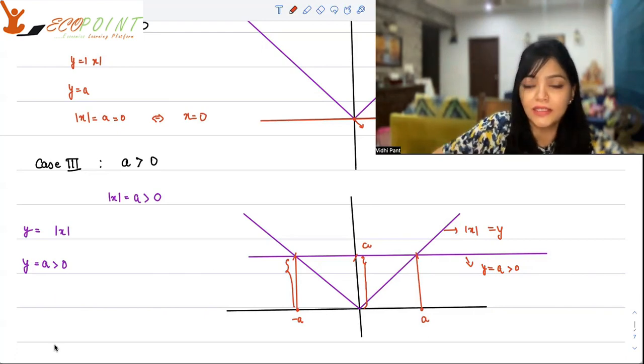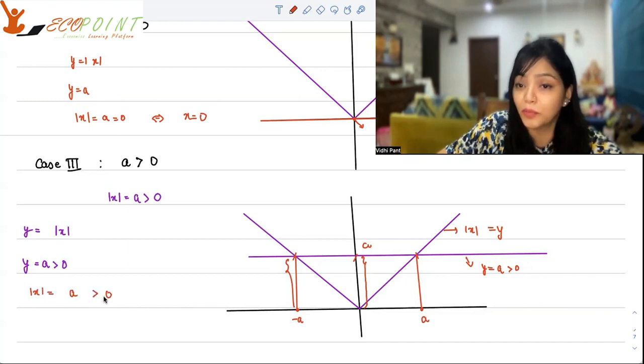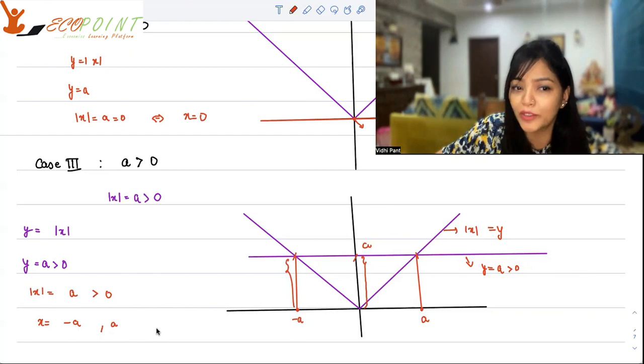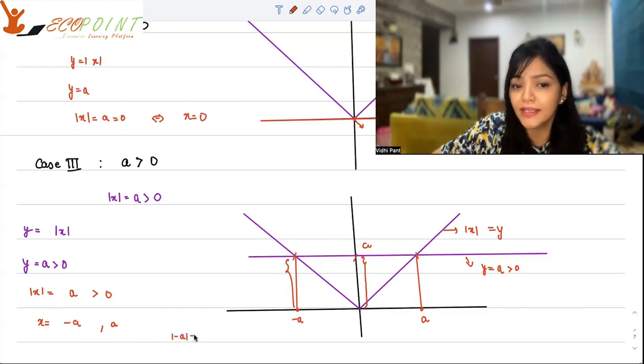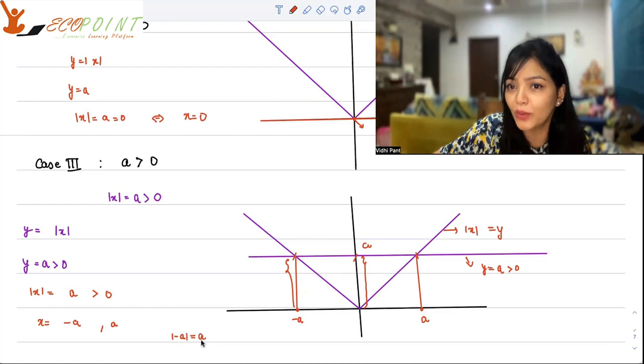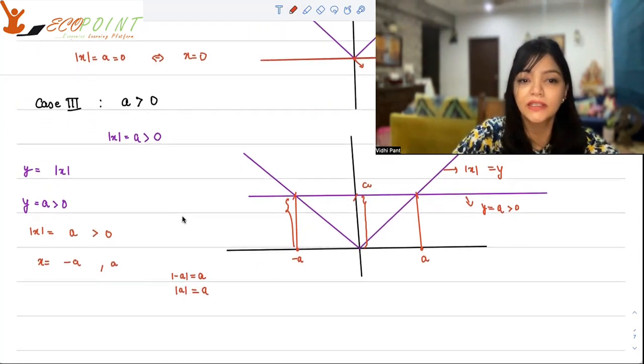So which means that mod x equals a, where a is positive, will happen when x is either minus a or a. In both scenarios, I am going to get the same thing. And yes, by the definition also, the modulus of minus a is the absolute value that comes out. If you look at the modulus of a, it is the absolute value that comes out, right? Great.